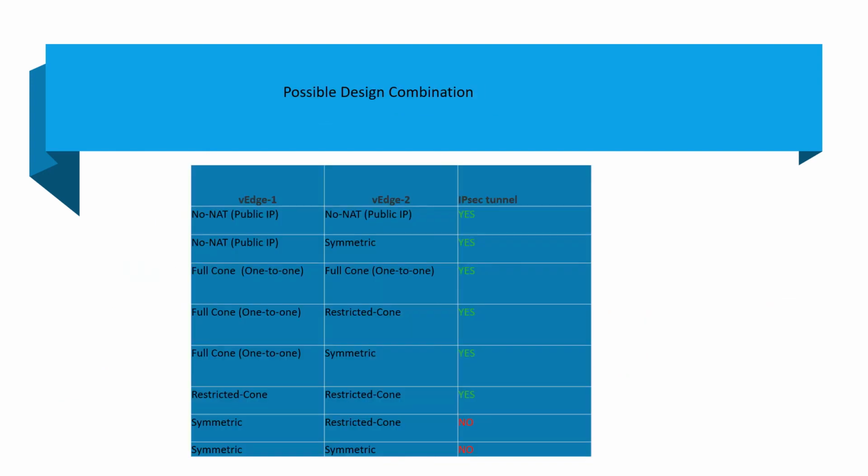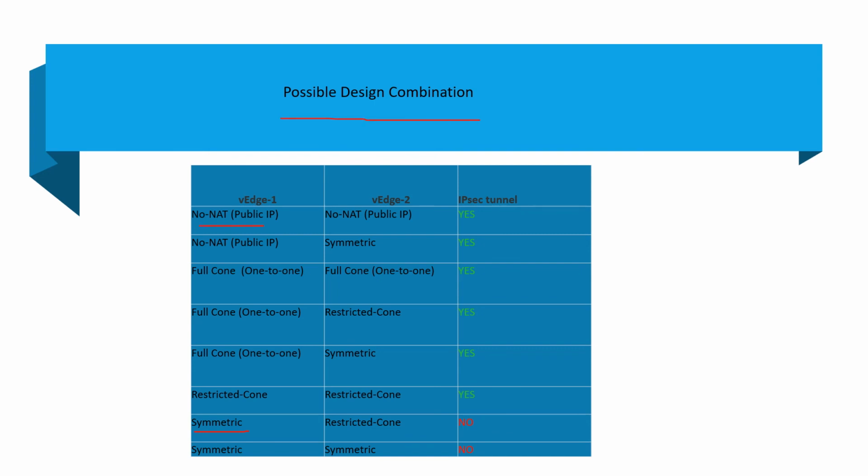Now the symmetric NAT. The reason it fails when you do the STUN discovery is that in a symmetric NAT, every request holds a different port every time. So it doesn't work. Let's talk about the possible design combinations.